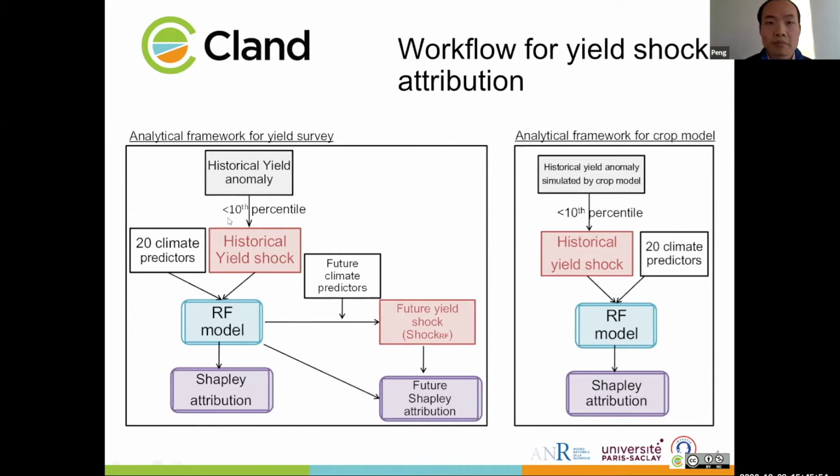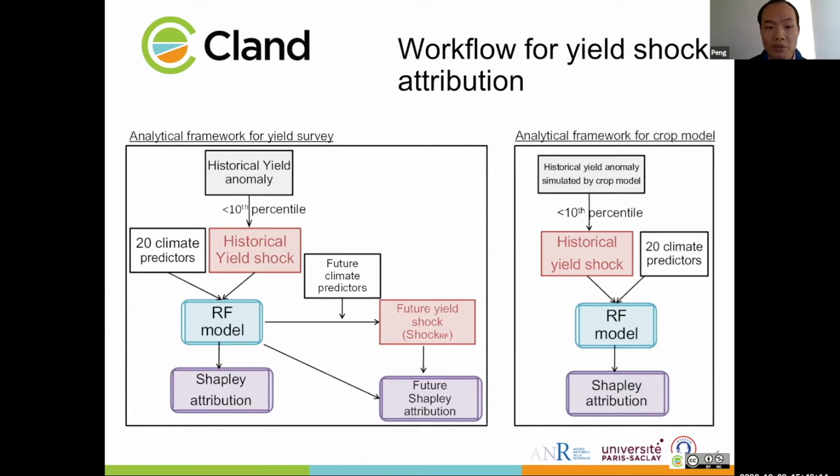So here it shows the yield shock identification. We use the 10th percentile to identify the yield shock. That means the yield shock is treated as a dummy variable. When the yield shock occurs, it is 1, otherwise it's 0.